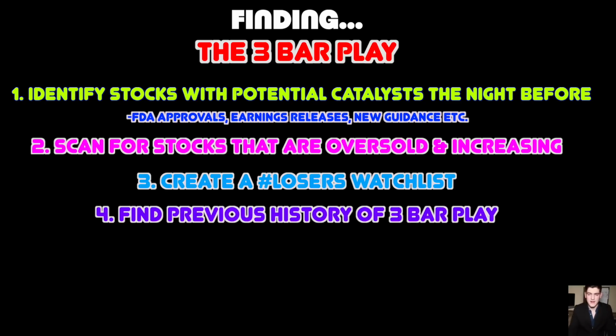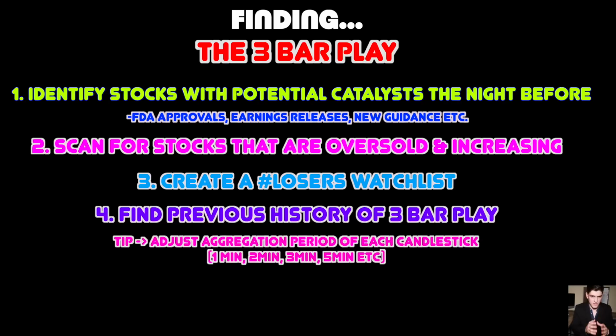Another thing that I'd consider is to adjust the aggregation period of each candlestick. I found the 3-bar play to be the most common on the 5-minute, 2-minute, and 1-minute chart respectively, but you may find it on other charts and durations as well. It's just a matter of the time span of the position that you're trying to take. But the important thing is that when you identify a pattern on a certain aggregation period, you need to focus on that time chart for the setup.